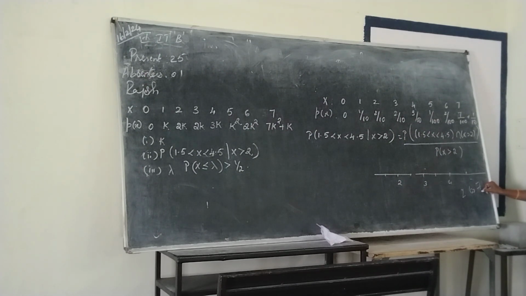Intersection is common terms. For the first, positive values only 3 points: 2, 3, 4. What are the positive values for this one? 2, 3, 4, 5, 6, 7. What is the common point? 2, 3, 4. Why 2? Greater than 2 is what you have to do. So 3 and 4. Can you understand?